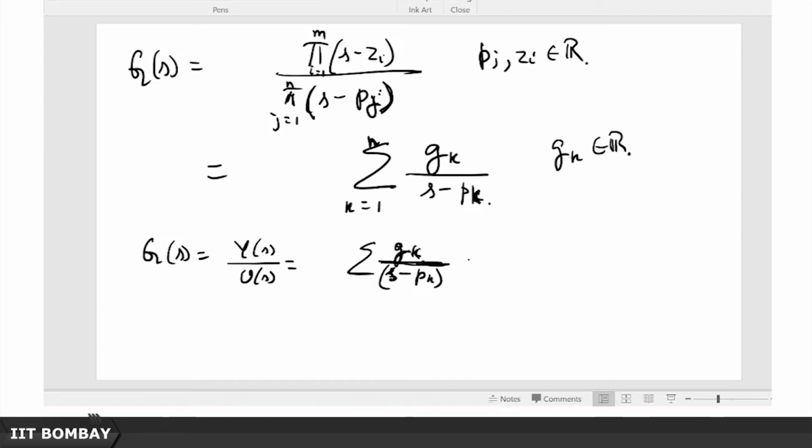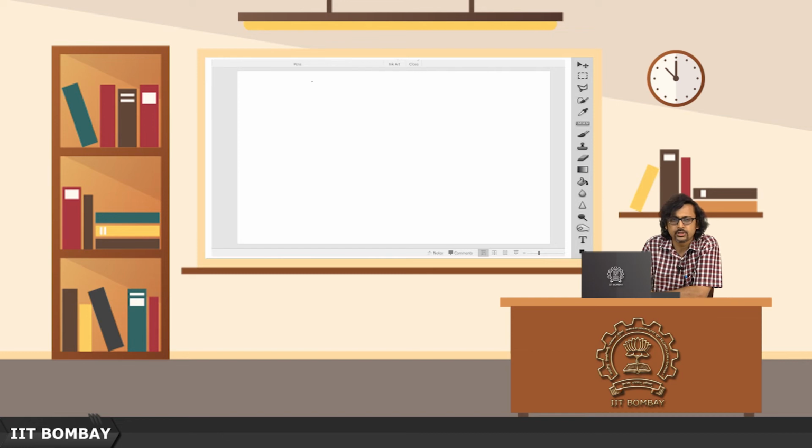So then we can write that y(s) is equal to the summation of g_k u upon s minus p_k. But what is that going to tell us? What is the realization of g_k upon s minus p_k? Or rather, let me take the first one of such fellows, g1 upon s minus p1.